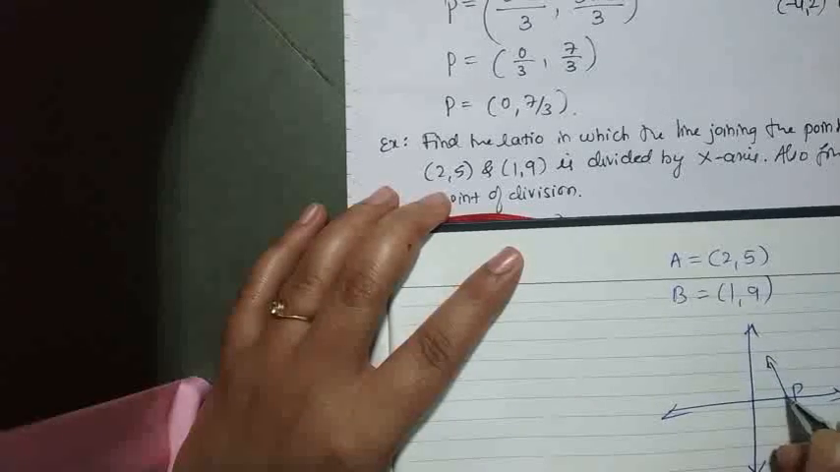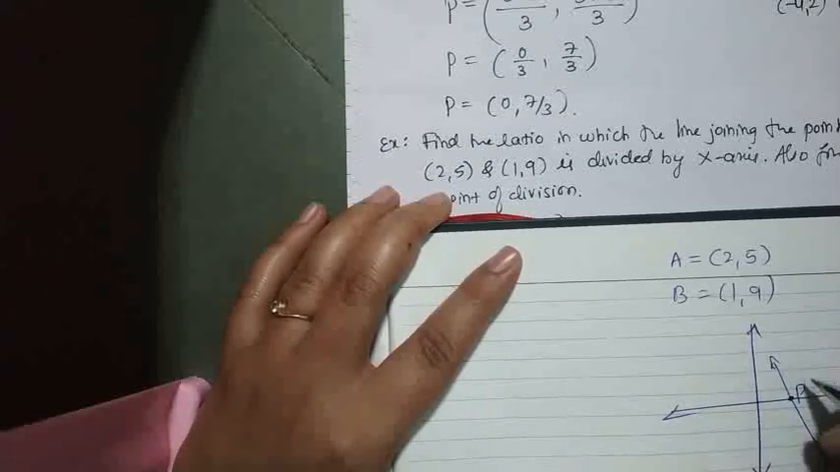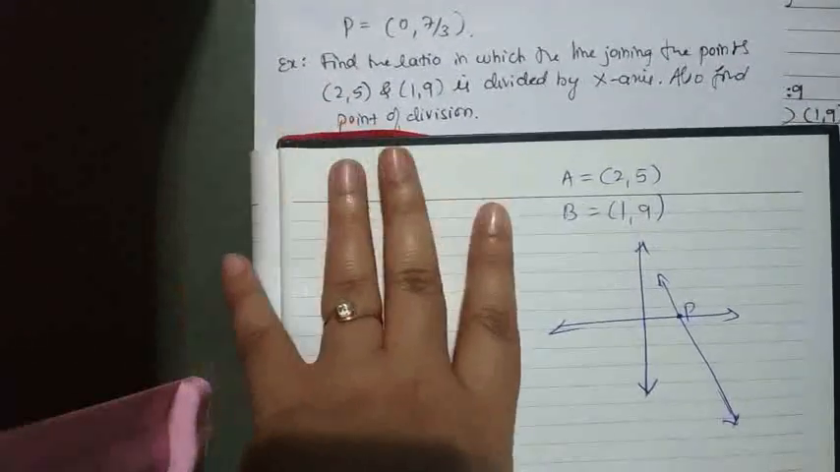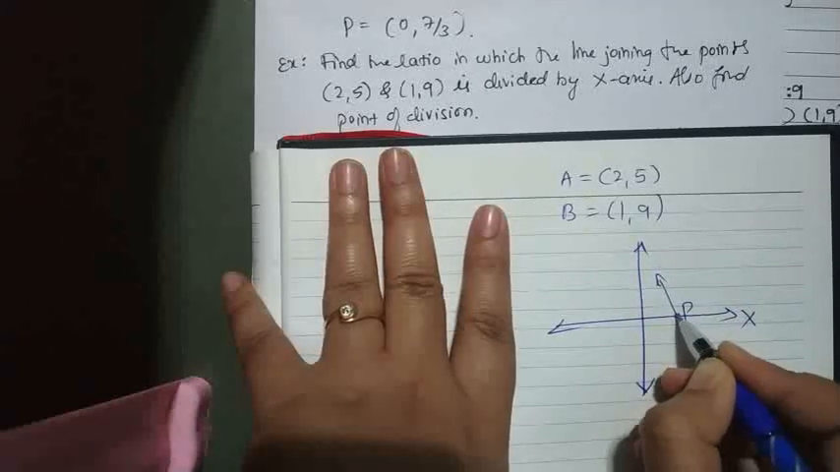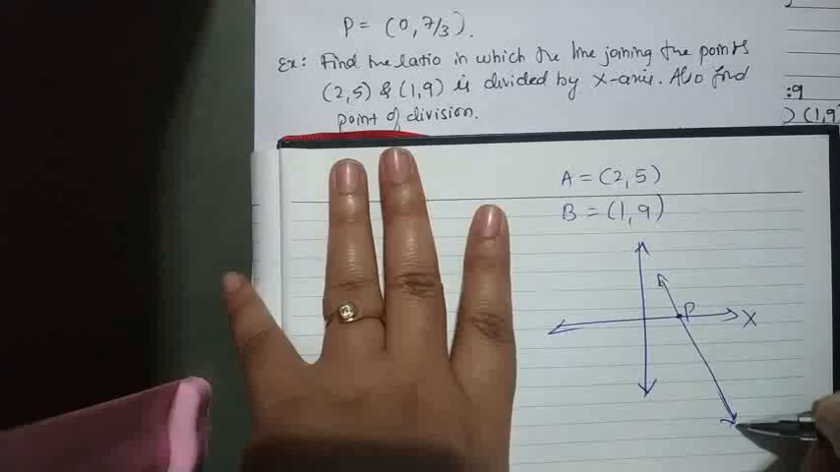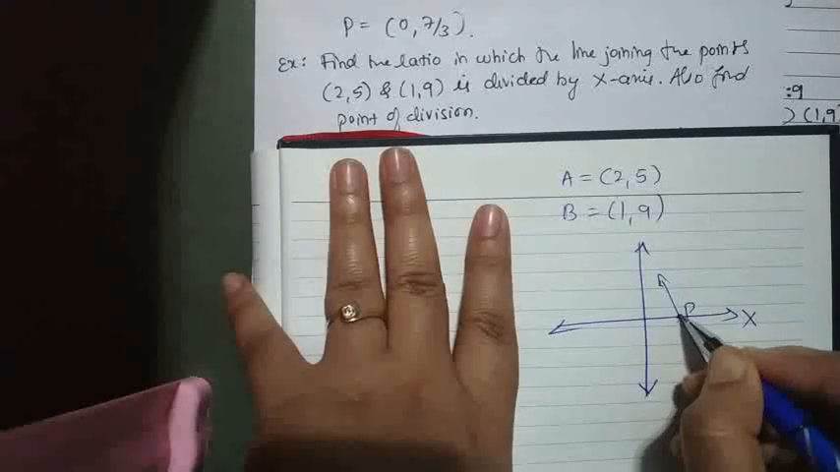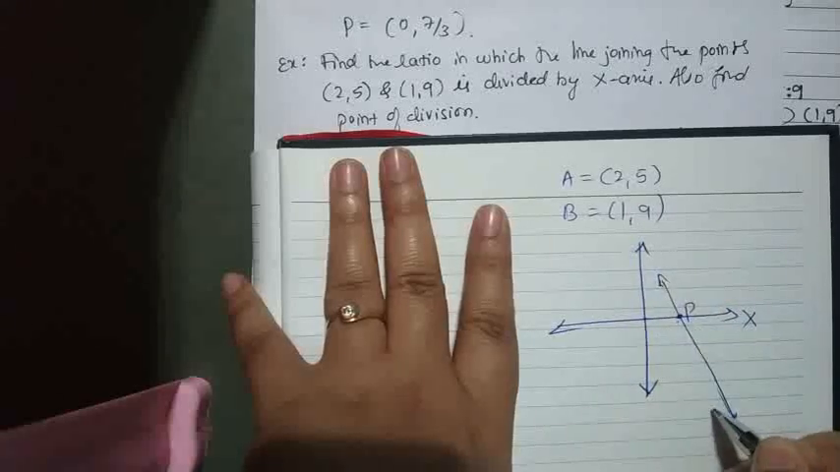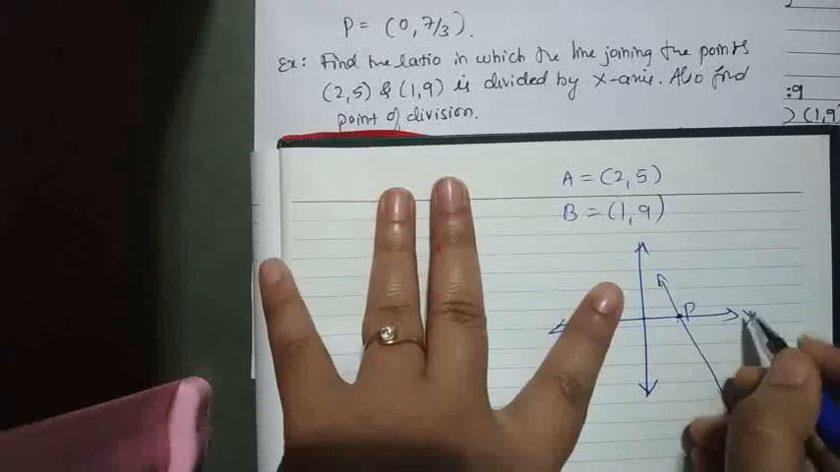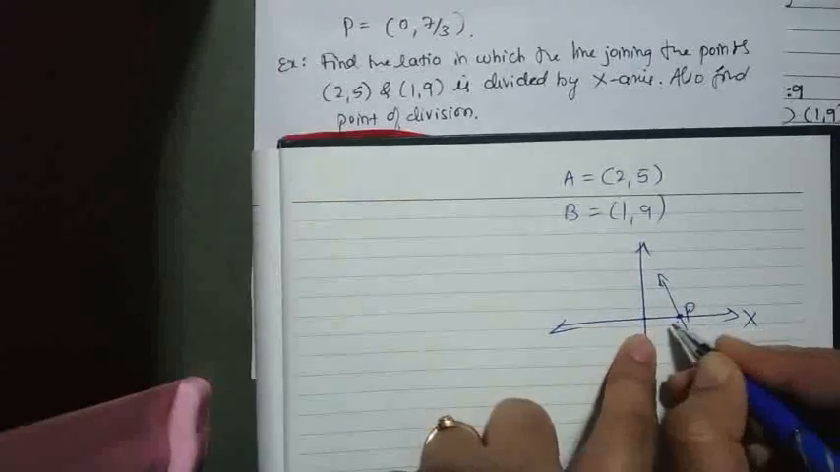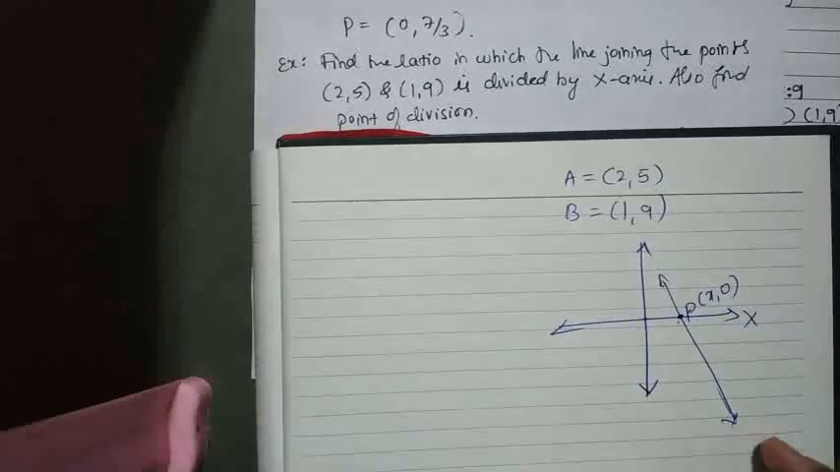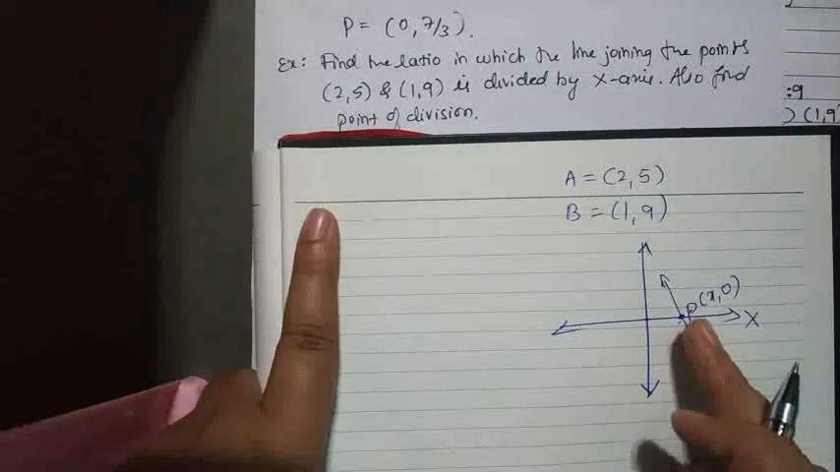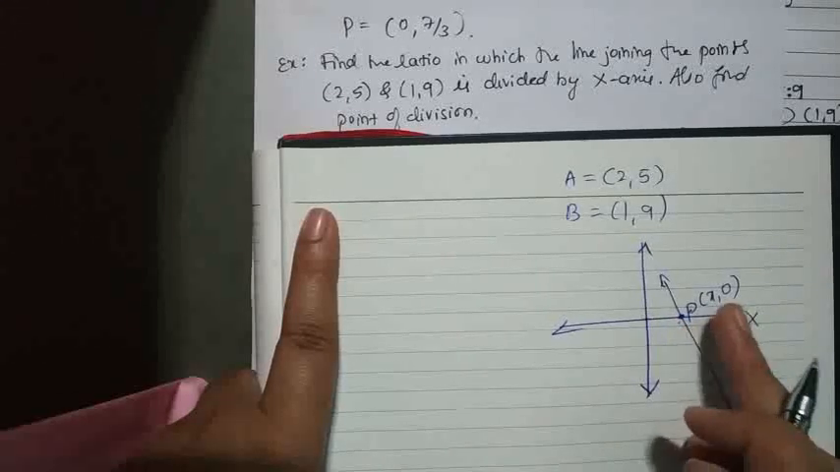That point of division is nothing but P. It divides the line segment AB at the x-axis. Okay, the line segment AB is divided by P, and we know that the coordinates of any point on the x-axis is of the form x, 0. Let AB cut the x-axis at the point P. Therefore, P is equal to x, 0.